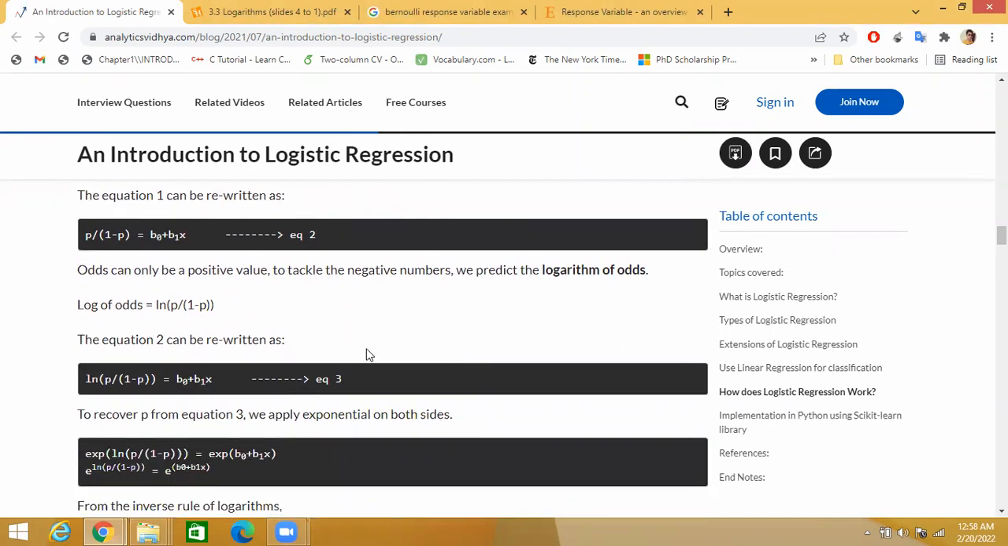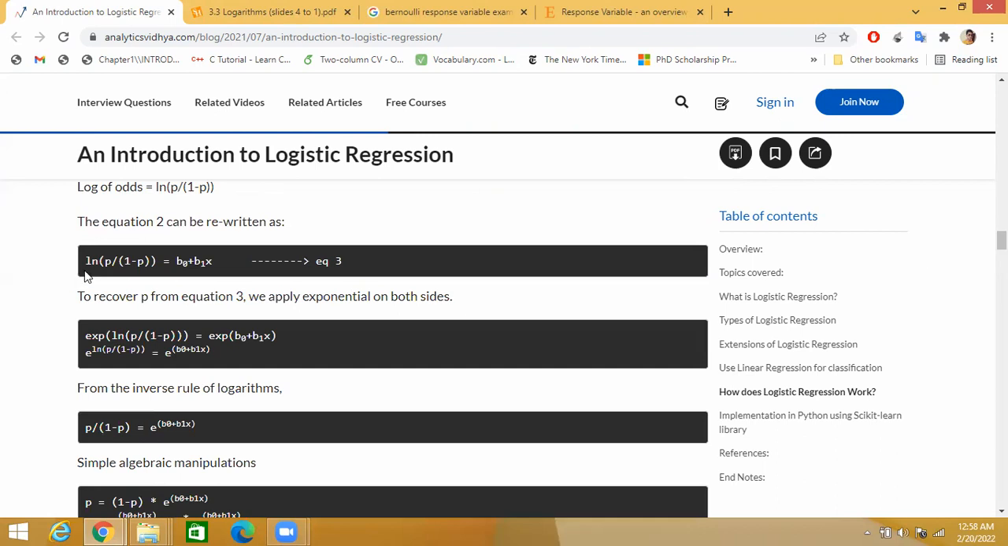Now you can see odds value can only be positive, but in logistic regression there might be a case where we have a negative value. To deal with that, we need to take the log of odds. If we take the log of odds, it becomes log of p divided by 1 minus p. So equation 2 can be written as log of p divided by 1 minus p equal to beta naught plus b1 x.